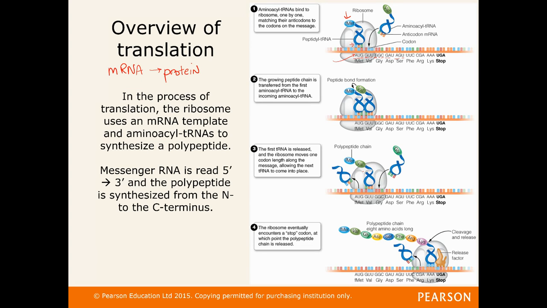And so it keeps getting passed on down the chain. So the first tRNA is released, the ribosome moves one codon length along the message, allowing the next tRNA to come into place. And then the ribosome will eventually encounter what we call a stop codon. The stop codon is the signal UGA. That means stop, and then that's the point at which the polypeptide chain is released.